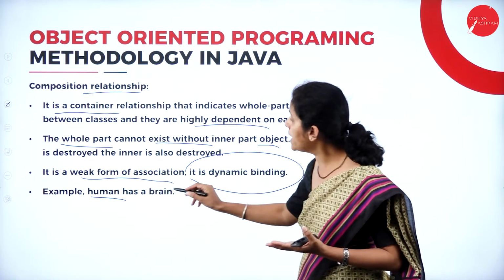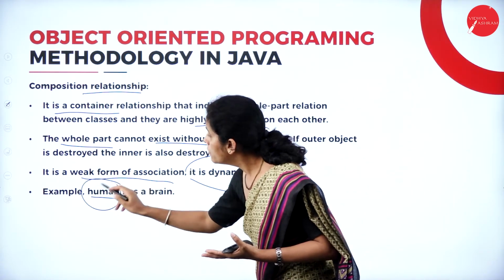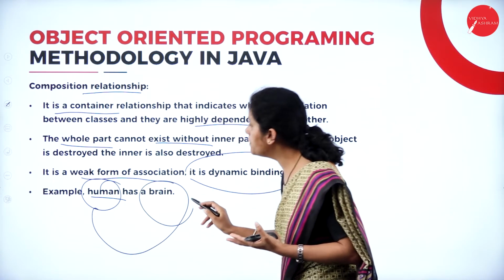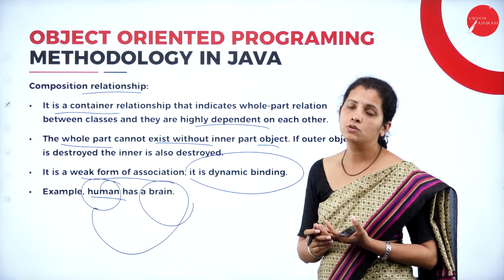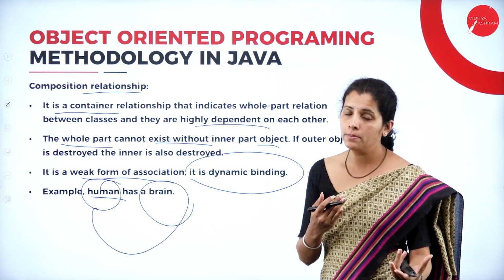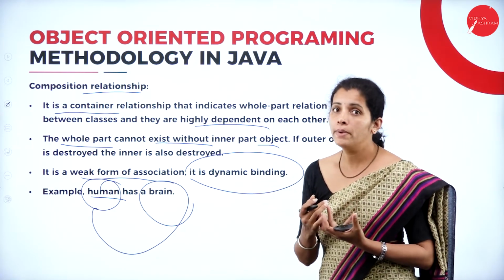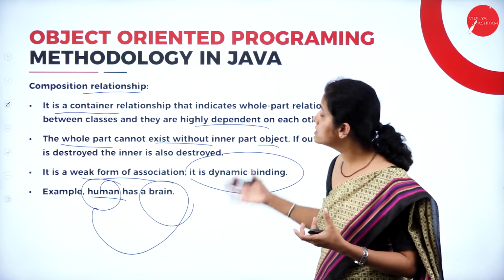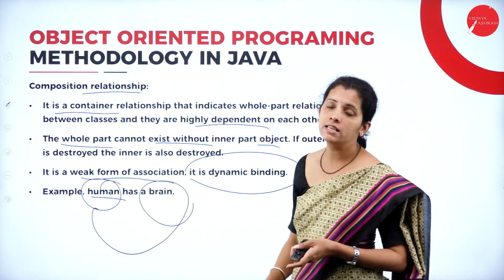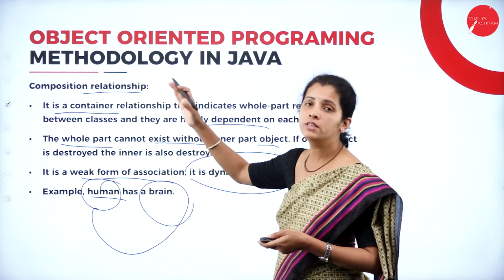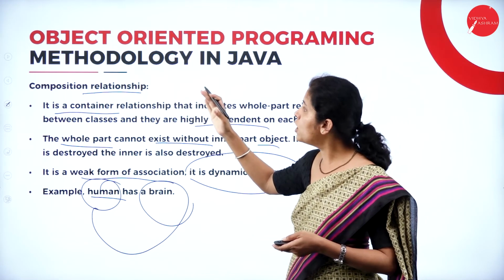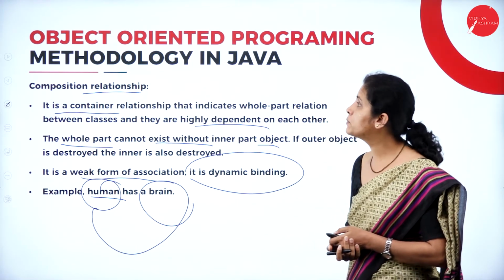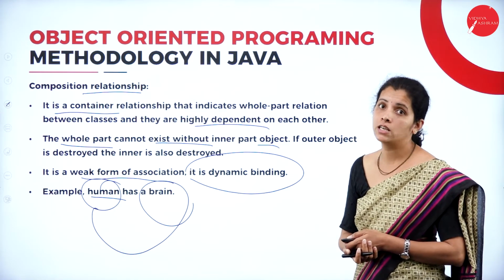So here human beings are fully dependent on the brain. So the brain as well as the human being, both are dependent on each other, and this kind of methodology is called composite relationship. This is all about object oriented programming methodology in Java.